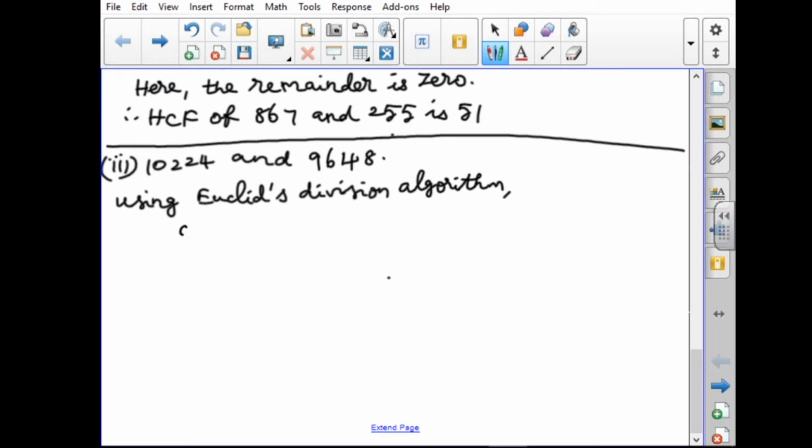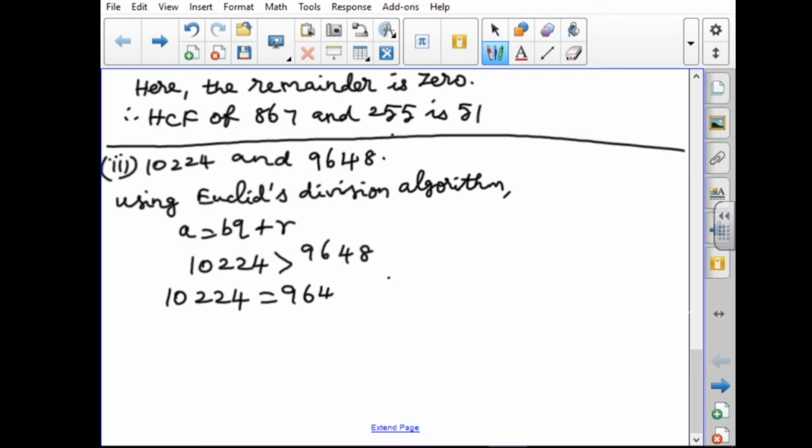First you have to write the lemma, A equal to BQ plus R. Here which is the greater number? 10,224 is the greater number. So 10,224 is greater than 9,648. This is the dividend, this is our divisor. So we have to write like this. A will be this and B will be this. So 10,224 equal to 9,648 into 1. You have to do the same process in your rough column and get the answer.